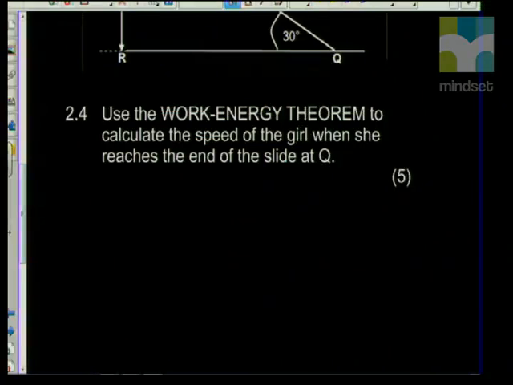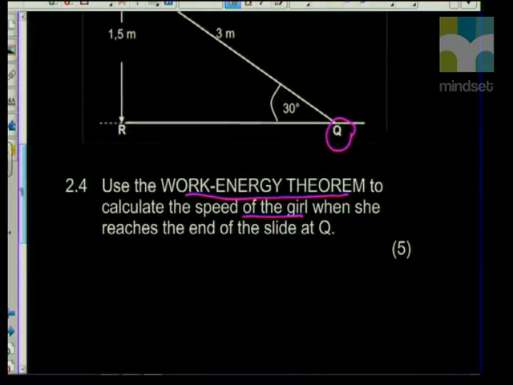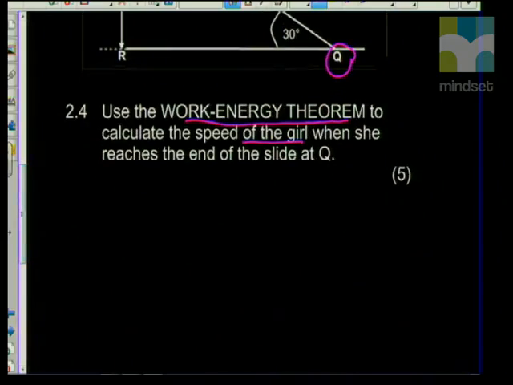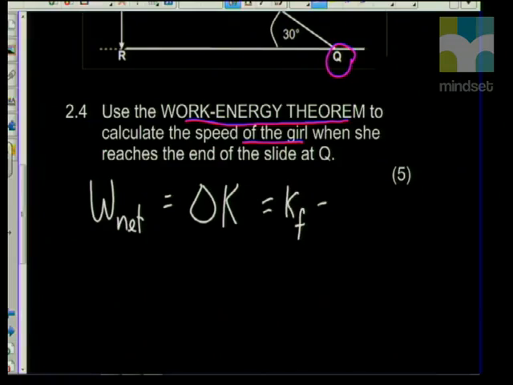Now it says, similar to the question that we did earlier, use the work-energy theorem to calculate the speed of the girl when she reaches point Q at the bottom of the slide. So remember what the work-energy theorem said. It said that the net work is equal to the change in kinetic energy. And the change in kinetic energy is going to be the kinetic energy final minus the kinetic energy initial. We are going to need to substitute things in then to get this whole story sorted out.